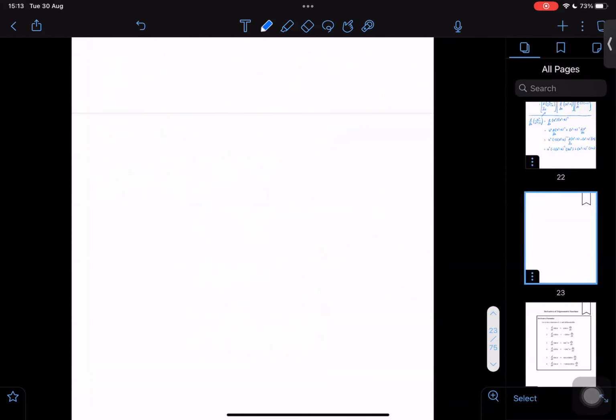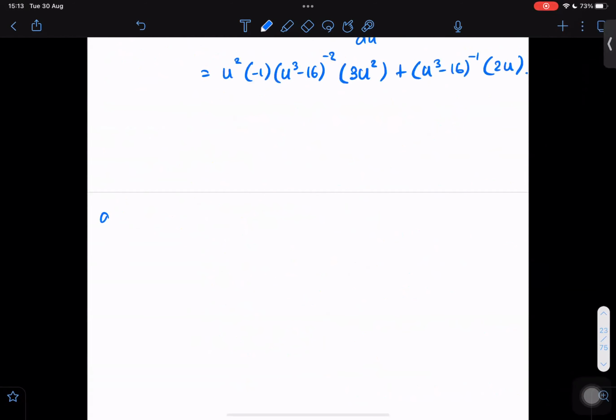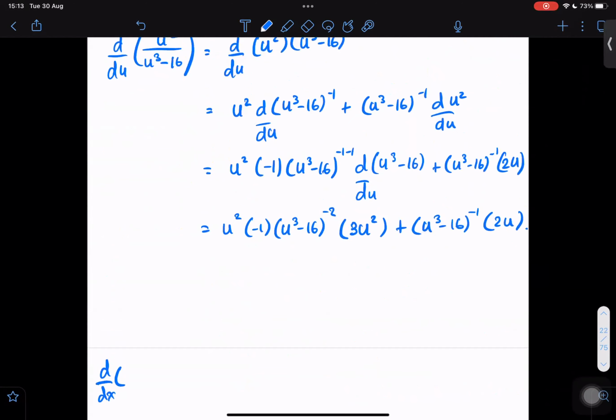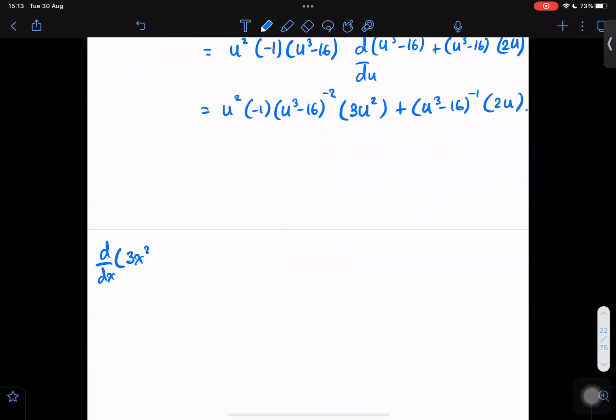The next part is d by dx of 3x squared minus 8. Okay, and this one is easy. It becomes 6x. Just 6x.